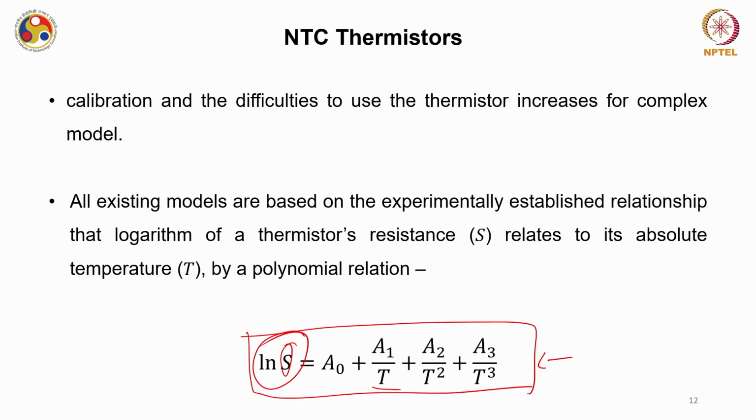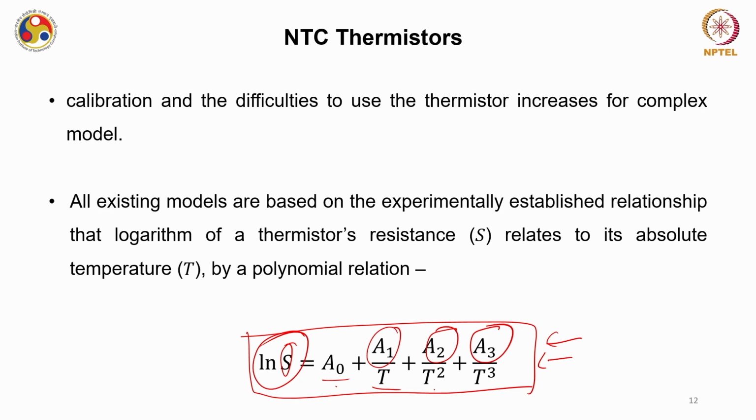So what we have seen is that this is the equation of the thermistor: ln S = A0 + A1/T + A2/T² + A3/T³. Various models have been proposed based on this polynomial, using various approximations to find these A0, A1, A2 and A3, which are four different constants.